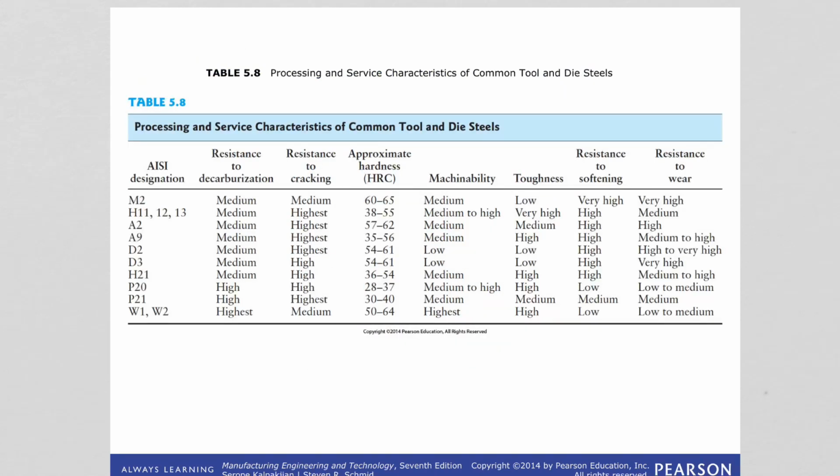In this table we are seeing processing and service characteristics of common tool and die steels. We are seeing their resistance to decarburization, cracking, hardness, machinability, toughness, resistance to softening, and resistance to wear. So all are listed.